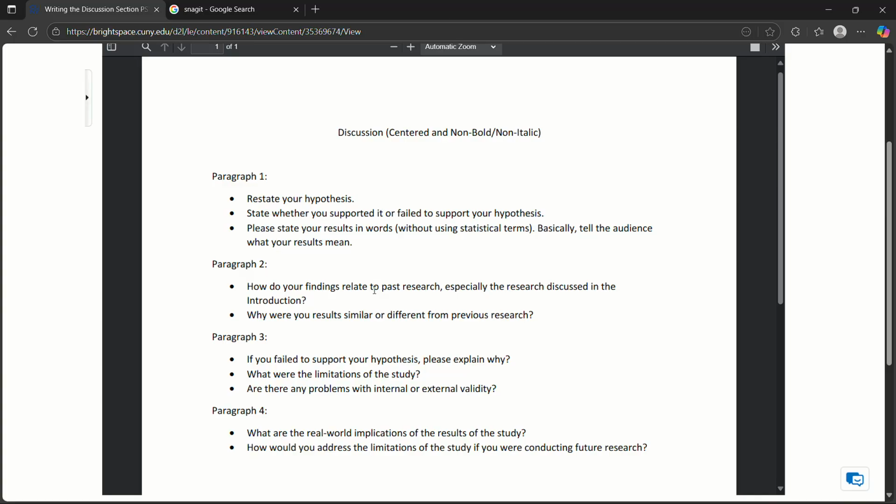And that's it. 4 paragraphs, 4 solid paragraphs. That's all I'm looking for. Follow the directions, 4 solid paragraphs. Make sure you contact me if you have any questions. I'm available through email. I'm available on my office hours. So let me know if there's any issues with this. And I look forward to reading it.